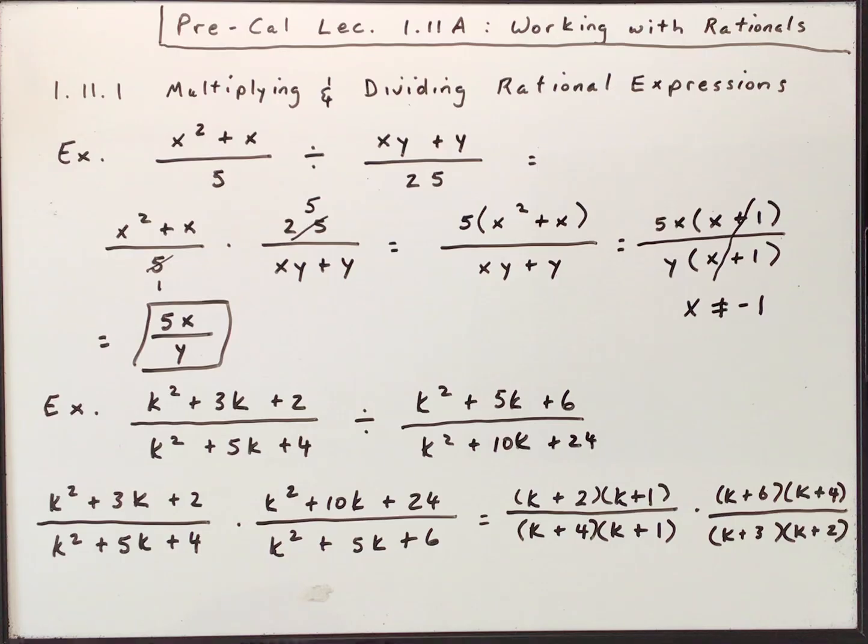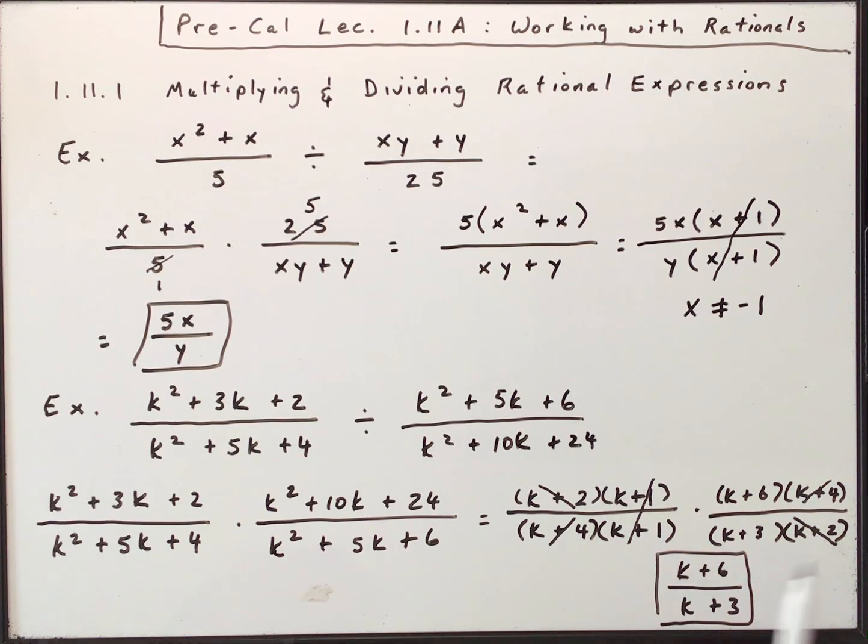Now, we are going to go ahead and cross some things out. K plus 1 over k plus 1. Then this k plus 2, since you're multiplying this k plus 2 over here. K plus 4 here, k plus 4 here. And all we're left with is k plus 6 over k plus 3. Okay, so we really simplified that joker down.